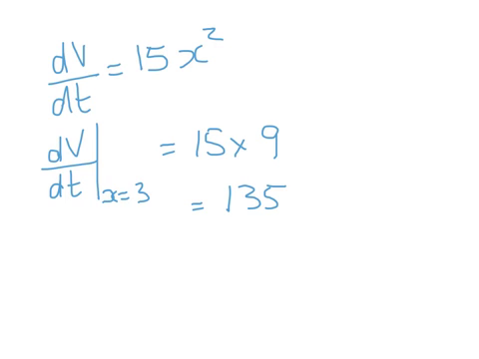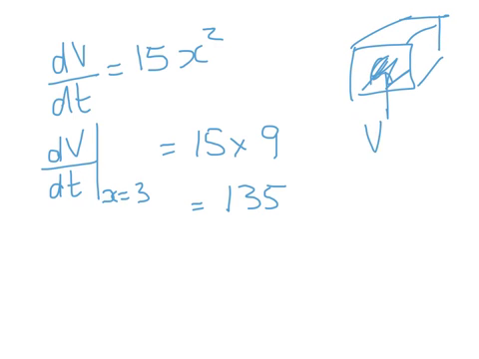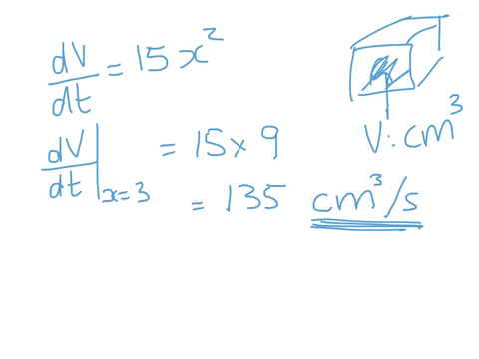Now I need to be careful thinking about my units, because the volume of a cube is measured in cubic centimetres. So this answer of 135 means the volume is growing at 135 cubic centimetres per second. So just make sure that when you've got right through a problem like this, you always give the appropriate units, and you always need to check if it's a cubic centimetre, or if you're doing an area, a squared centimetre, and so on. So that's my first problem done.